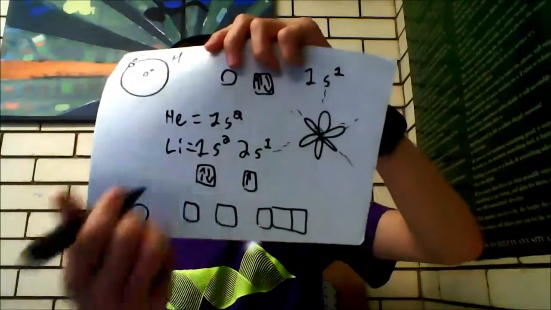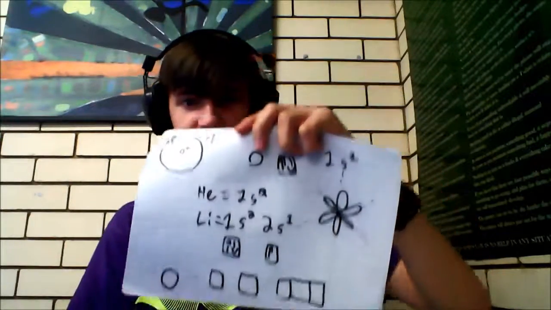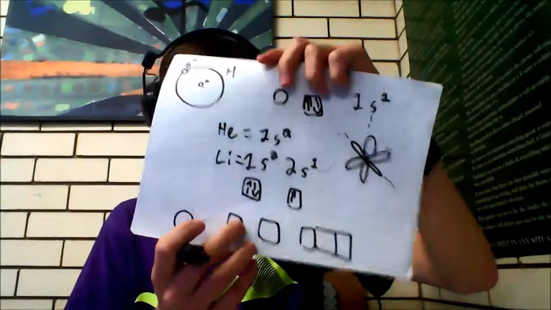So, if we got the boxes, we've got, for lithium, sorry, oxygen. It's really hard to draw on the back of these. Then there's an arrow.